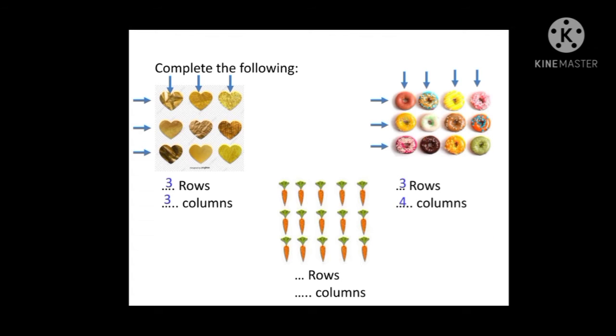Look at another one. He asked me here, how many rows, how many columns? Count with me. 1, 2, 3. And this arrow represents the rows. I write 3. How many columns? The columns is standing. Count with me. 1, 2, 3, 4, and 5. Write 5.